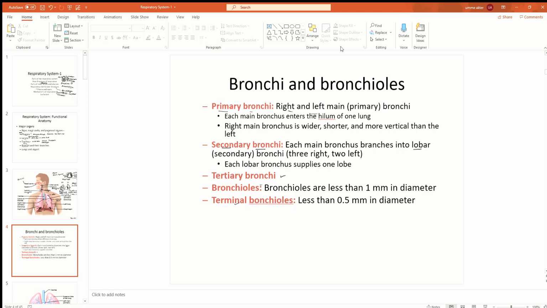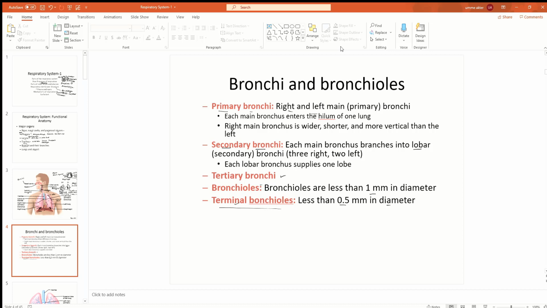Now, bronchioles are very narrow branches. They are less than 1 millimeter in diameter. So really very narrow branches or tubes. And then terminal bronchioles are even smaller, less than half a millimeter in diameter. So smaller than the bronchioles. And then after the terminal bronchiole, that is not the end. You have three more structures after the terminal bronchiole.